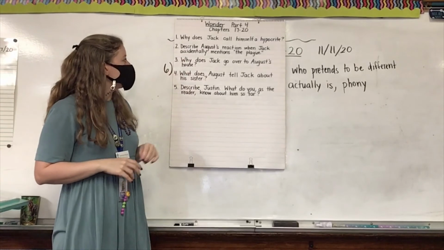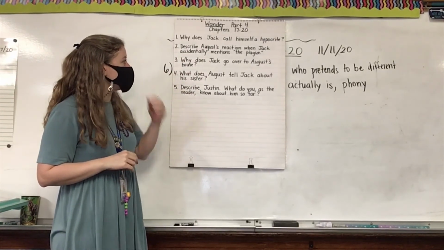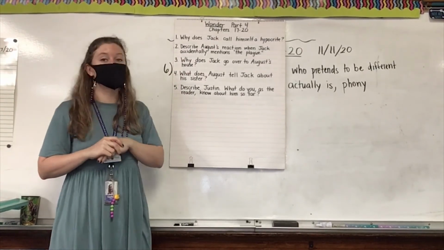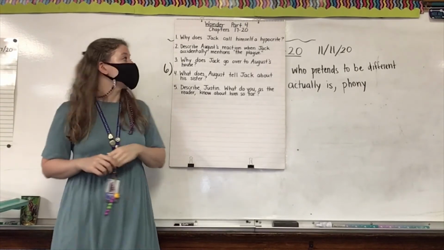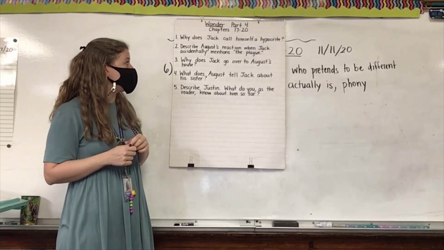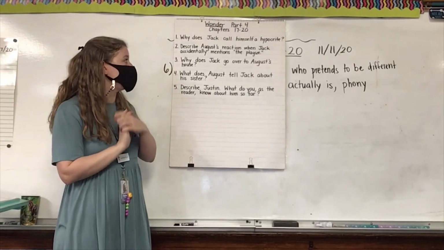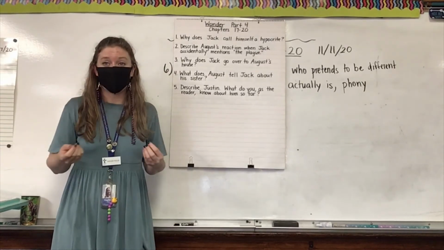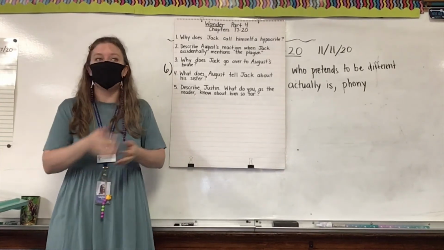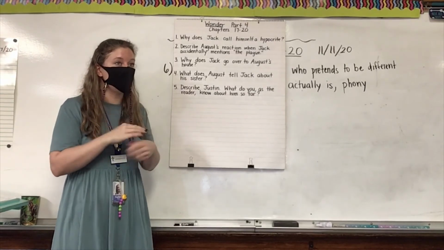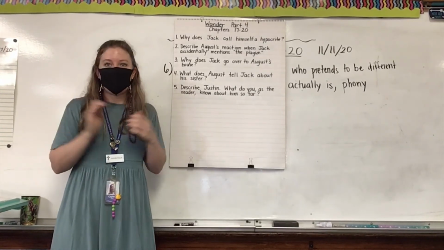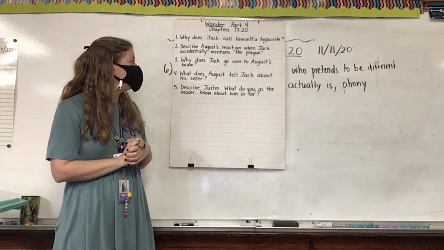Number 2, describe August's reaction when Jack accidentally mentions the plague. So Jack accidentally mentions the plague. He doesn't mean to. How does August react? What does he do? What does he say after Jack mentions that?